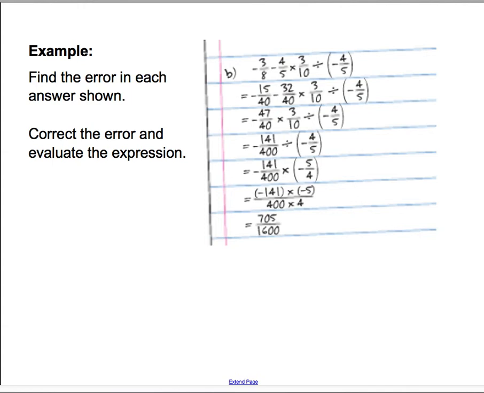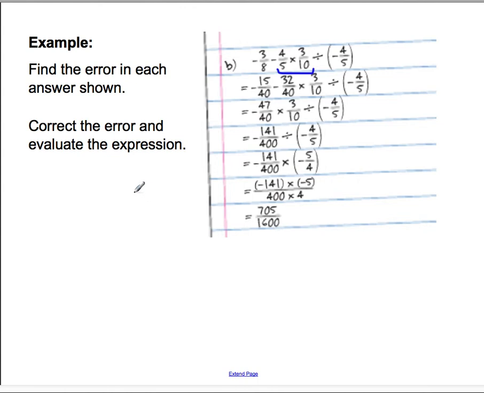Okay, so let's take a look at this one. Oh, that's a crazy one. Okay, let's take a look at this one. So we get -3/8 minus 4/5 times 3/10 divided by... So we actually have to do, oh, they just totally screwed this up, didn't they? Let's see, because you really need to do that first. Did they actually, no, they didn't multiply. Darn it. They actually went and did their subtraction before they did their multiplication and division. So they just totally screwed this up. So it says correct and evaluate the expression.